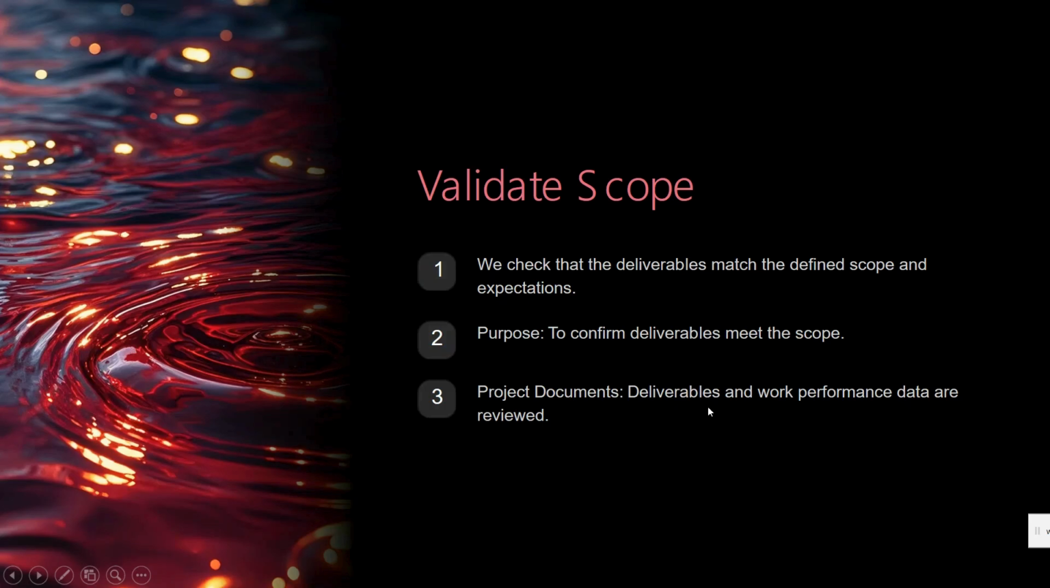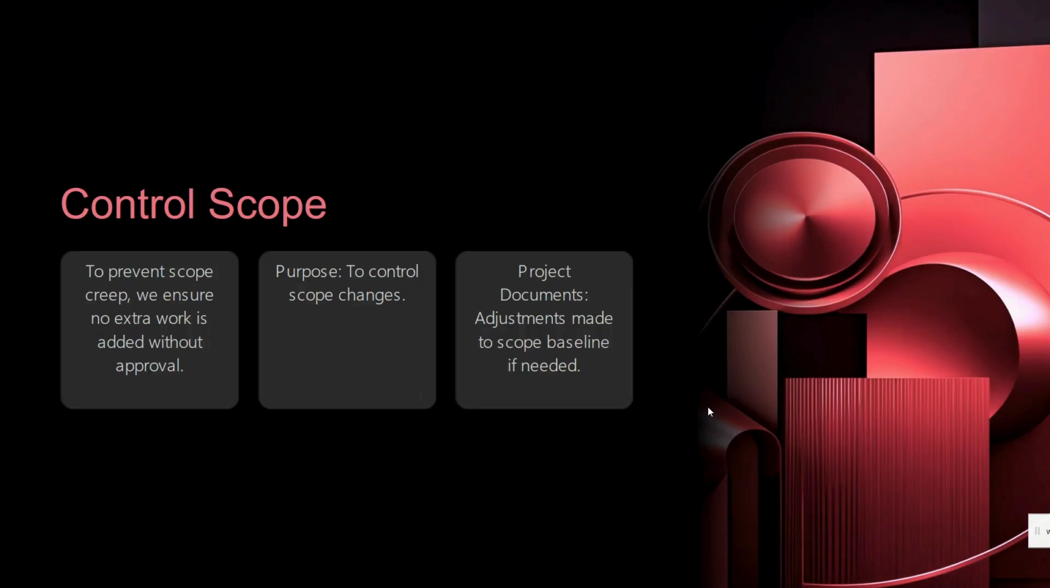If changes are approved, we update the project management plan to reflect them. So we will check the deliverables, work performance data, and acceptance criteria to confirm everything is in line. After that, we have the control scope.